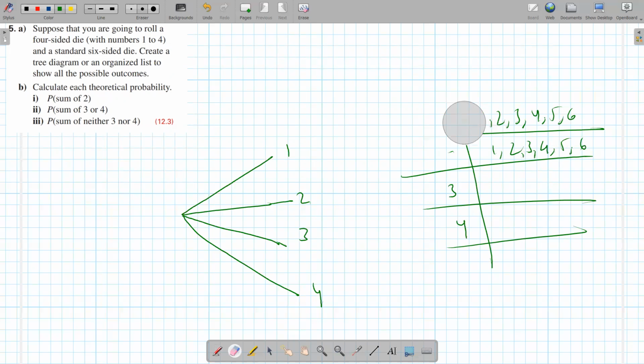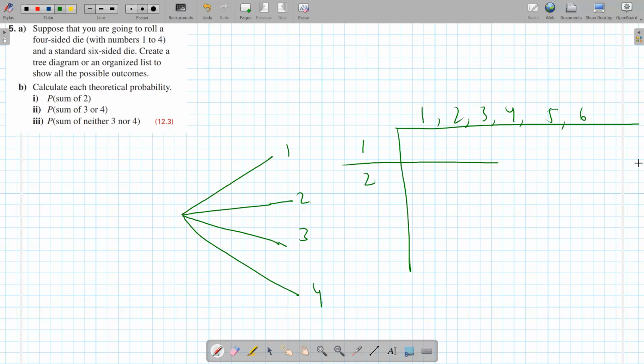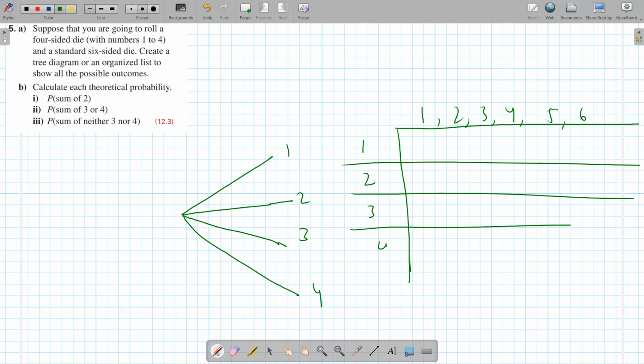Actually, what would be better would be if I did it like this, because part B is asking us to find the sums, right? So let's do it like this. You have this second die up top, and then you have the 4-sided die down here. Now we're just gonna add them up.